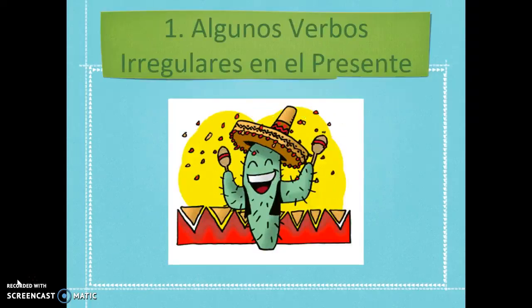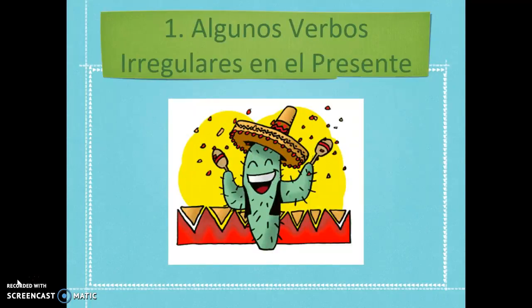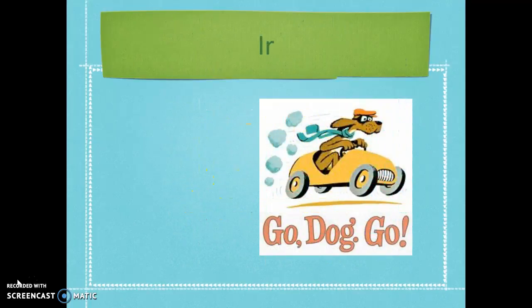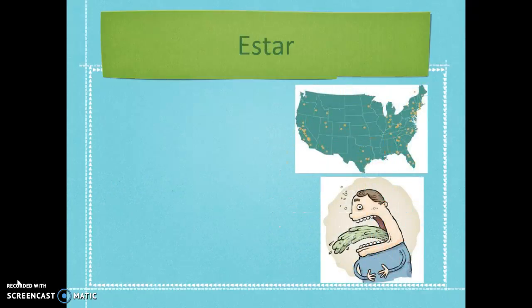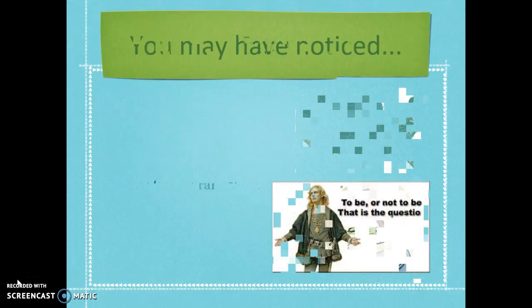So first, again, there's 4 different things we're going to talk about. The first one being algunos verbos irregulares en el presente. So some irregular verbs in the present tense. Let's start with ir. What does ir mean? Ir means to go. Dar means to give. And estar means to be. Specifically for temporary things or referring to a location.